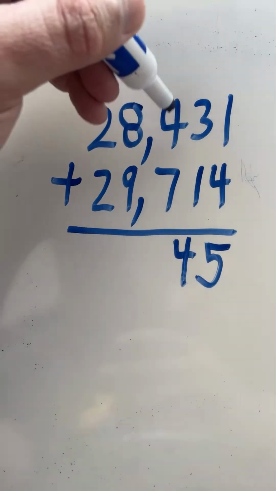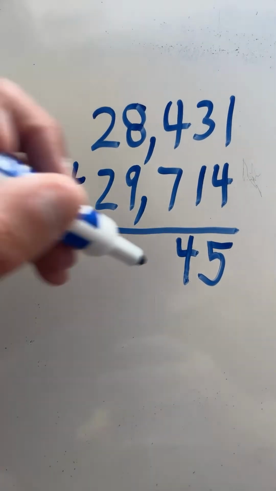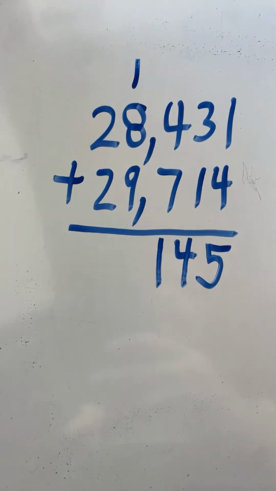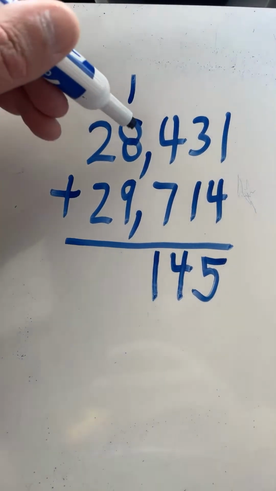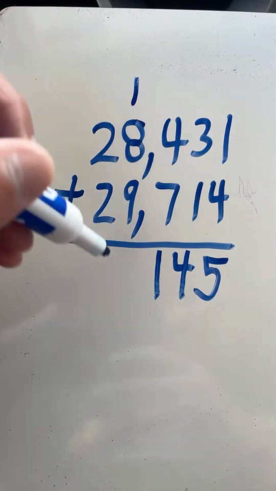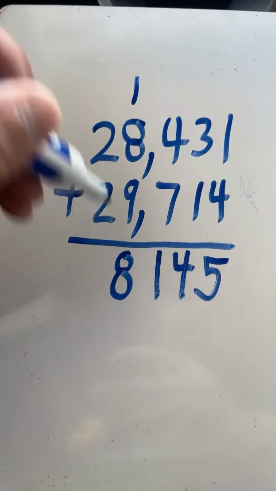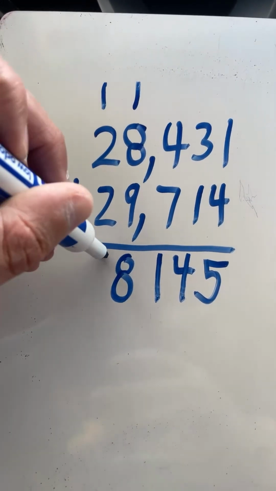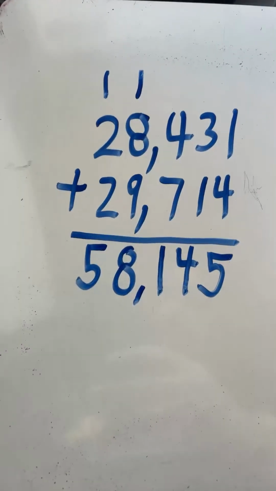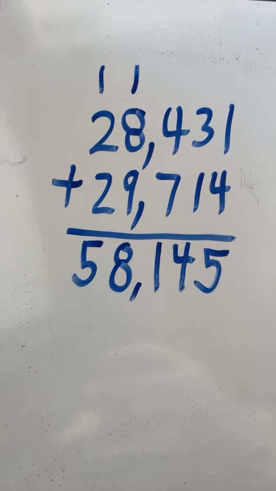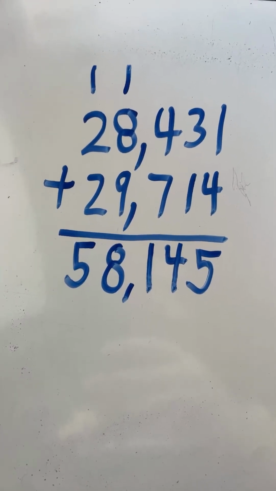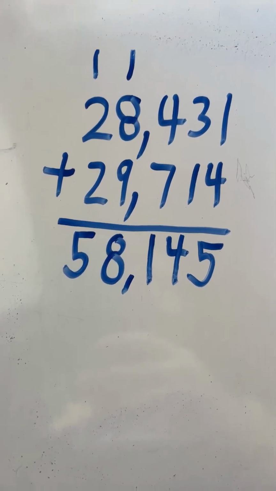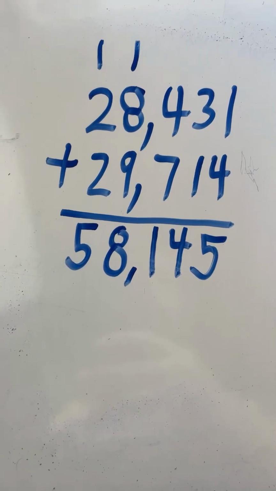4 plus 7 equals 11. We will need to regroup in the hundreds place. The 1 in 11 goes in the hundreds place. The other 1 in the number 11 gets carried over to the thousands place. 8 plus 9 equals 17, plus 1 equals 18. So 8, carry the 1. 1 plus 2 equals 3, plus 2 equals 5. And we have our final answer, 28,431 plus 29,714 equals 58,145.